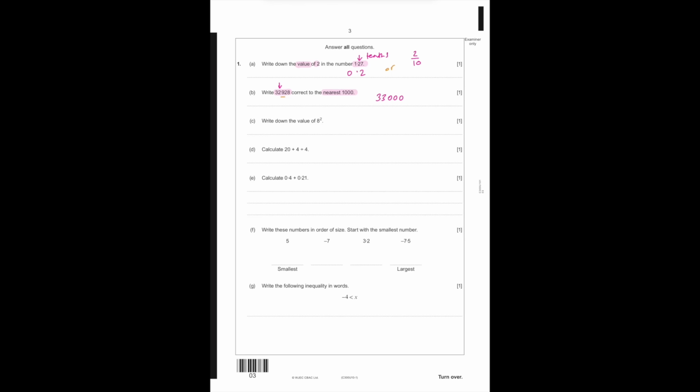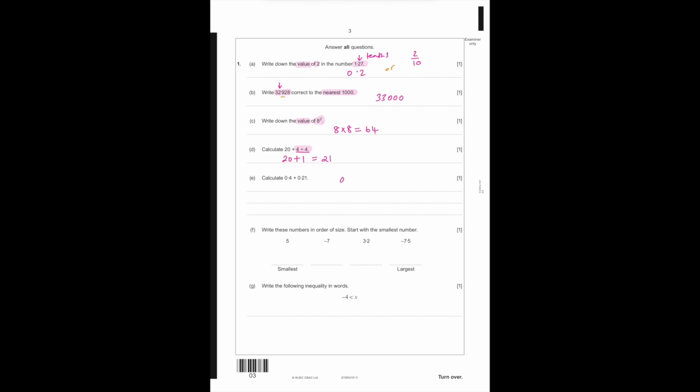Part C, write down the value of 8 squared. So 8 squared is 8 times 8, and 8 times 8 is 64. Part D, calculate 20 plus 4 divided by 4. Remember, order of operations, we have to do things in the correct order. We need to do that division before we do the addition. So we've got 20 plus, and then it's 4 divided by 4, which is 1, and then 20 plus 1 is 21.